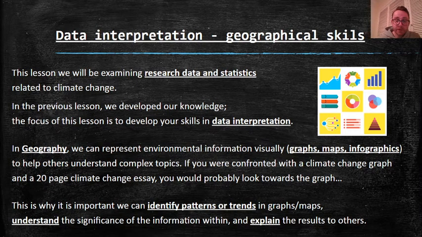If you are confronted with a climate change graph or a 20-page climate change essay, you're probably going to look towards the graph, which is why it is important to be able to identify patterns or trends in these visual representations of data, these maps and graphs. Being able to understand the significance of the information and then explain that information to other people.